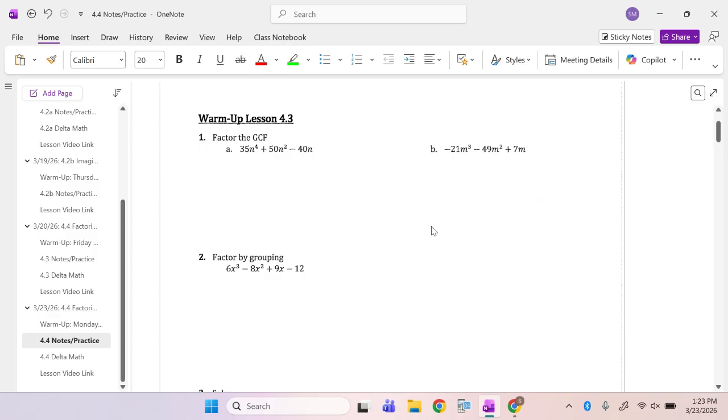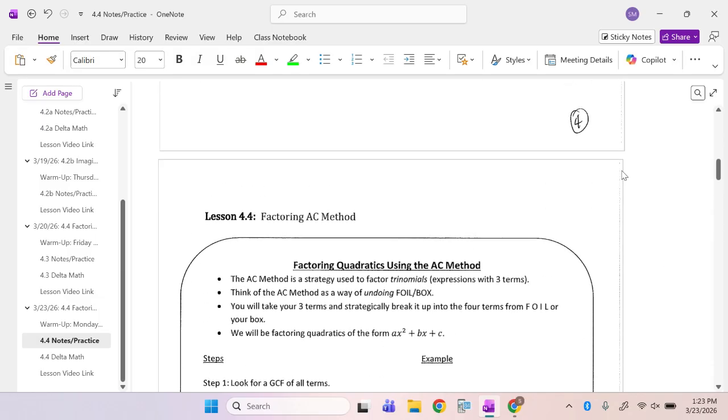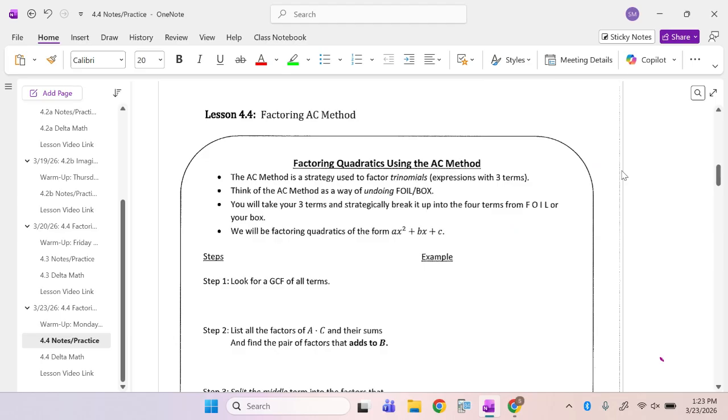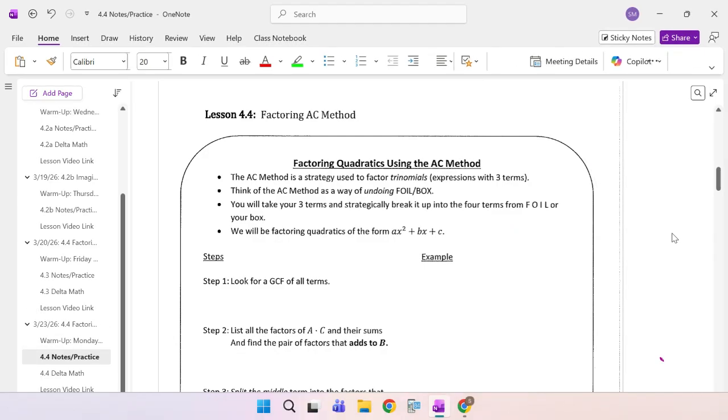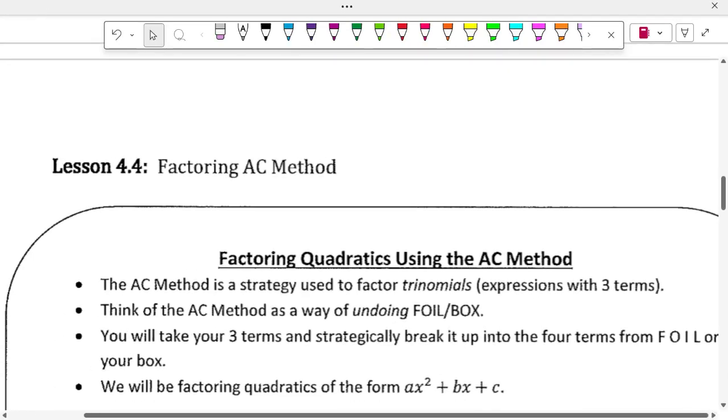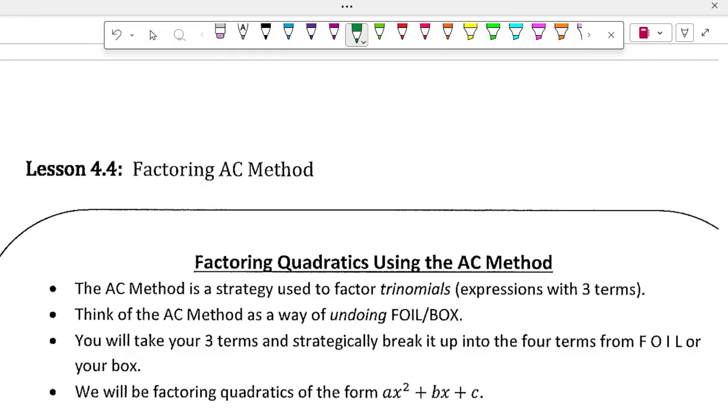All right, so page 15. Factoring using the AC method, that's another name for T method. But we can also do that using reverse box as well. So again, this is more of the same. There's just an extra step to it.